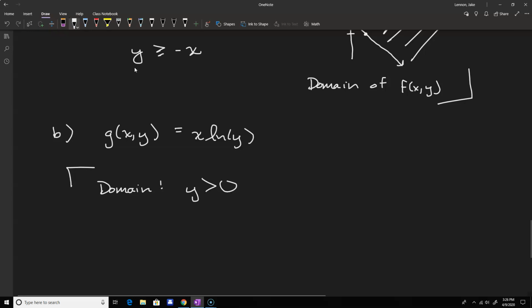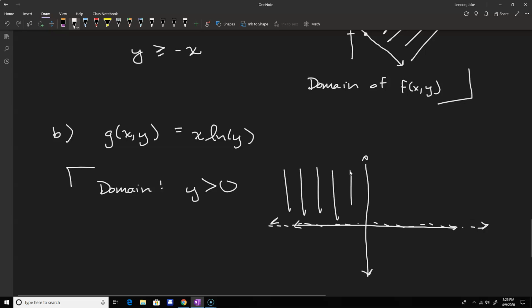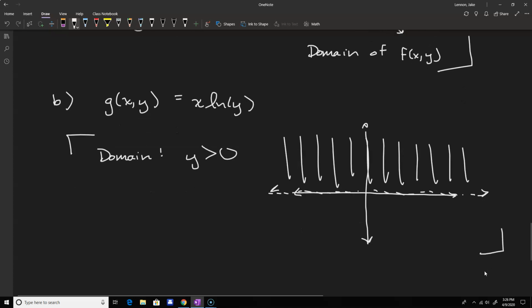Y equals 0 is the x-axis. So we want to dot horizontally. So y greater than 0, the line y equals 0 is the x-axis. So in fact, what we want to do is we want to be dotting this direction. And then we want to shade above it. And that is the domain of our graph. So that's the domain of g of x, y.